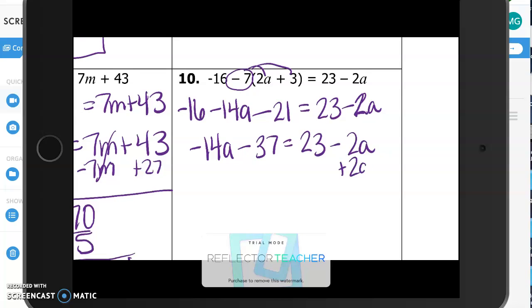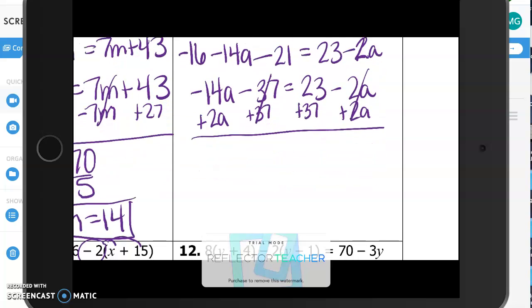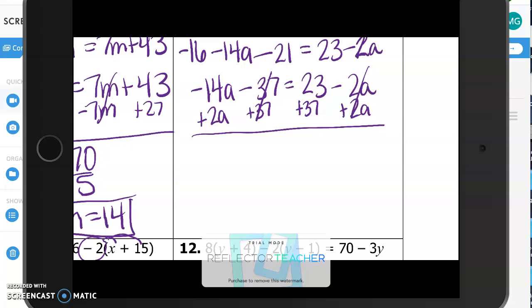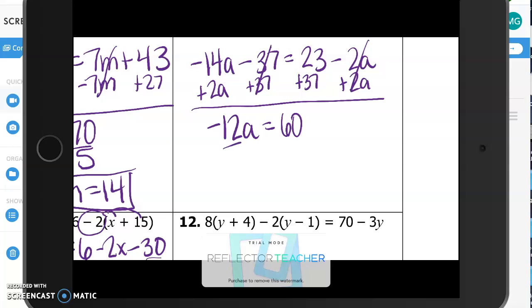So I'm going to add 2a to both sides. At the same time, I can add 37. So again, I got rid of the variable on the right, so I need to get rid of the constant on the left. I move my variables left and my constants right. This gives me negative 12a is equal to 60. Divide by negative 12, and a equals negative 5.